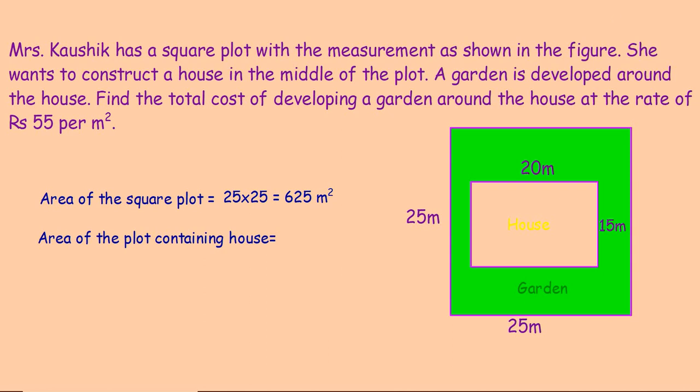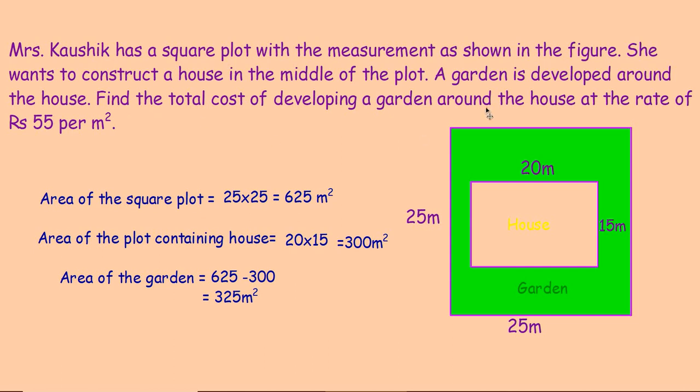Now find out the area of the plot containing the house. Yes, it is a rectangle having length equal to 20 meter and breadth equal to 15 meter. Do find yourself. Yes, it is length into breadth, means 20 into 15, which is equal to 300 meters square. Now you find out the area of the garden. Area of the garden you can find as area of the square plot minus area of the plot containing the house, that is 625 minus 300, which you will get as 325 meters square.